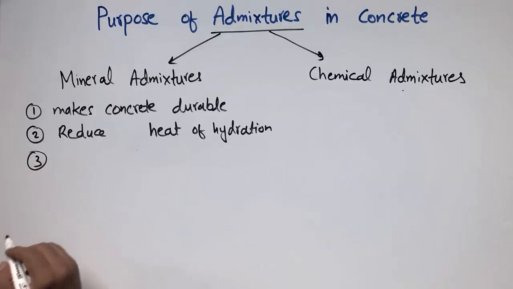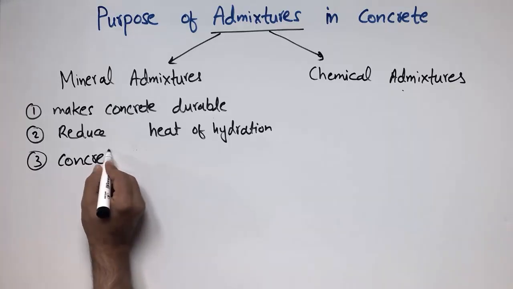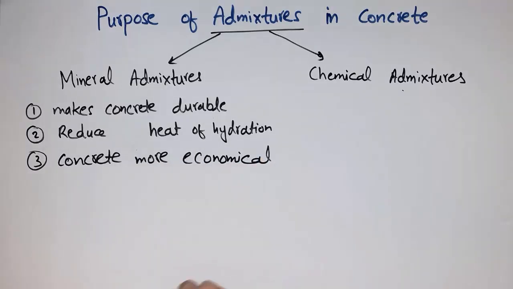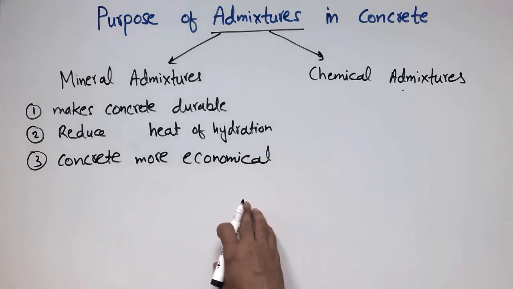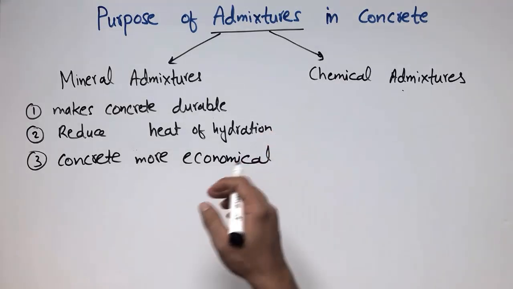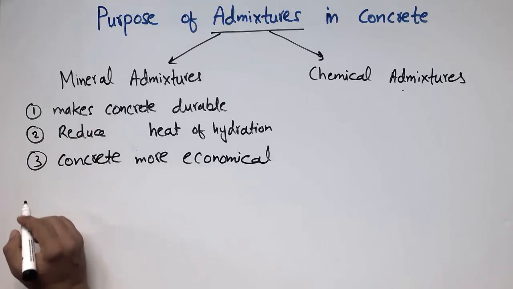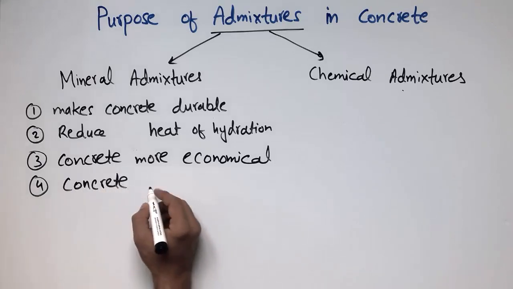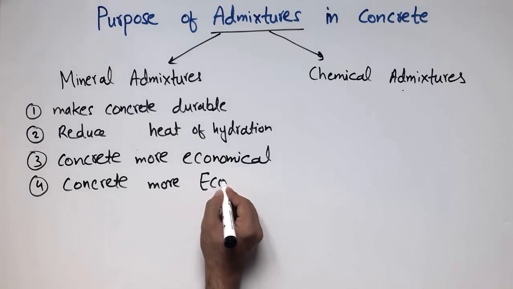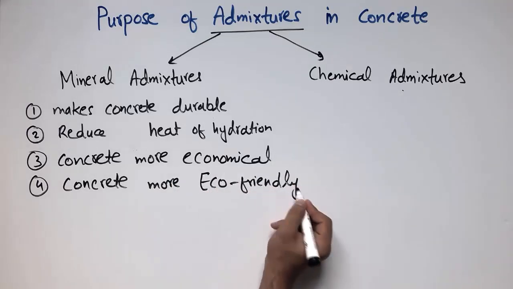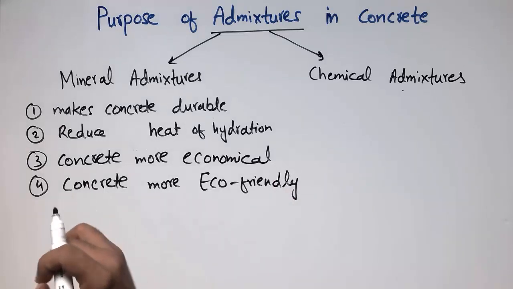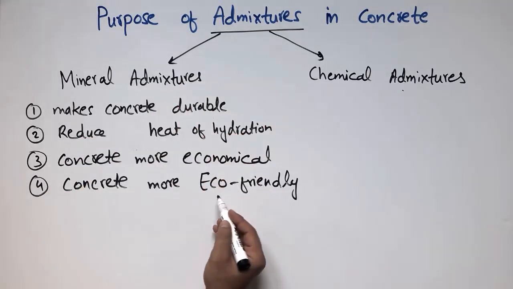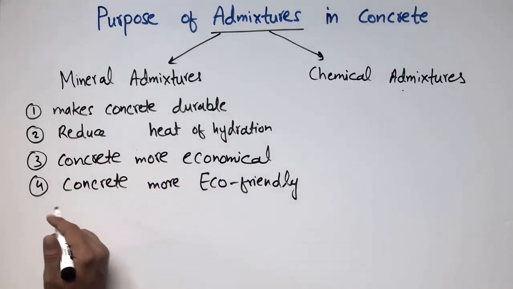The third purpose is that it makes the concrete more economical. It means we don't have to spend a lot of money on making the concrete, but it can give properties to the concrete which make it economical by using the mineral admixtures. The fourth one is that it makes the concrete more eco-friendly, meaning environmentally friendly concrete. It does not emit too much gas from the concrete which affects the environment. So there is no disadvantage in using these admixtures in the concrete.